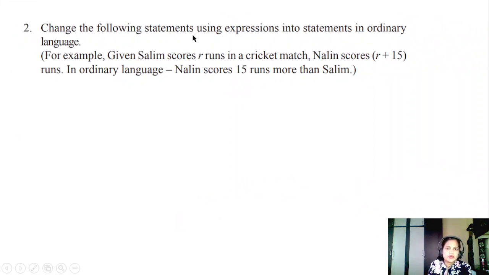Second one, change the following statements using expressions into statements in ordinary language. For example, Salim scores R runs in the cricket match. Nalin scores R plus 15 runs. In ordinary language, what is it? Nalin scores 15 runs more than Salim. Okay, it is like this. Now we have to convert these variable expressions into statements.